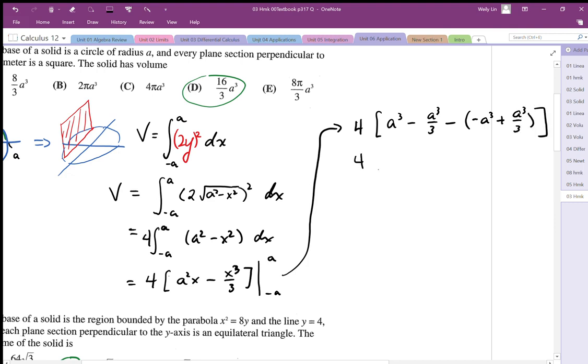And so this works out to be 2a cubed minus 2a cubed over 3. So this works out to be 6a cubed minus 2a cubed, which is 4a cubed over 3. Then multiplying that together by the 4, we get 16a cubed over 3, and that works out to be my volume. So the answer is D.